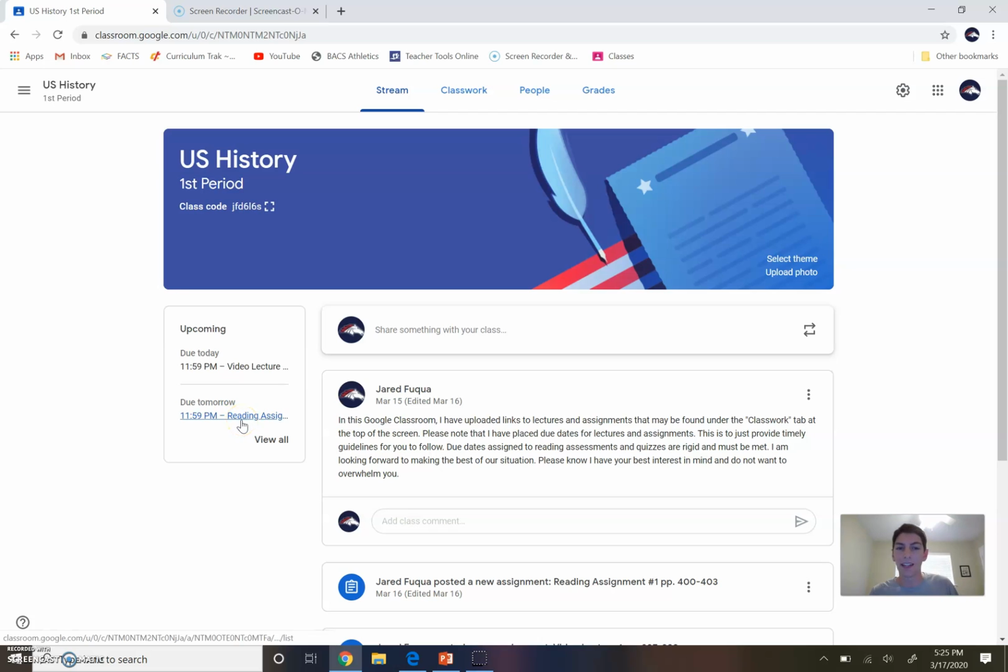Also, the reading assessments are graded. That's going to be a homework grade. And this past homework grade for reading assessment number 1, which covered pages 400 through 403, would be a completion grade, just this once.